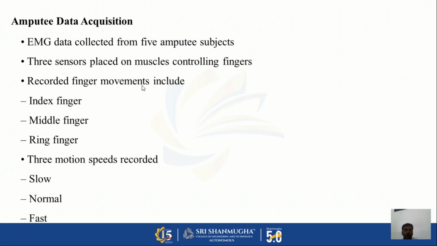So in this slide, EMG data was collected from 5 amputee subjects. Sensors were placed on the muscle responsible for finger movement. 3 finger movements were analyzed, that are index finger, middle finger and ring finger. Each finger movement was recorded under 3 speed conditions, that is slow, normal and fast. This helps the system understand different movement patterns.